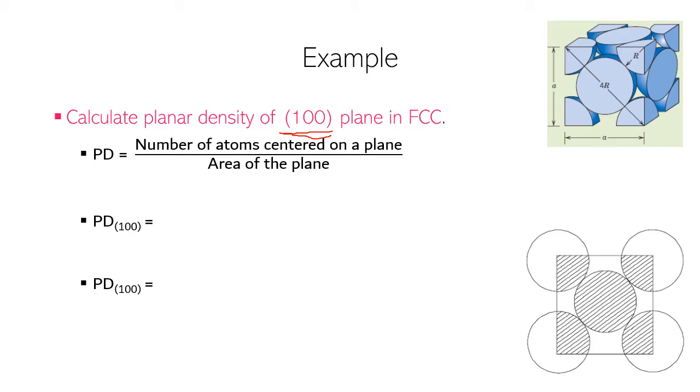So if we consider this as z, this as x, and this as y, then this plane becomes the 100 plane, and this is the picture of the 100 plane. Okay, so there are again four corner items and one face centered item. So we calculated the number of items centered on this plane on the previous slide. So we have to substitute the values.